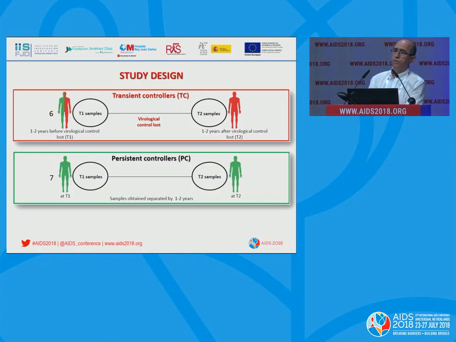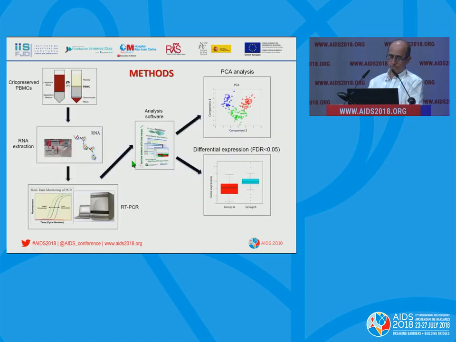So we analyzed 2 cellular samples in each group of patients. The T1 samples in the transient controller group were samples from 1 to 2 years before the loss of viral control, and the T2 samples were from 1 to 2 years after the loss of viral control. In the persistent controller patients, T1 and T2 samples were separated by 1 to 2 years. We made both intergroup comparisons, comparing the gene expression profile between the 2 groups of patients at T1 and T2 samples, and also intra-group comparisons, comparing the gene expression profiles between T1 and T2 samples in each group of patients.